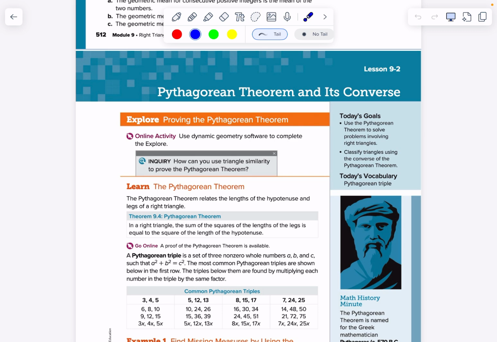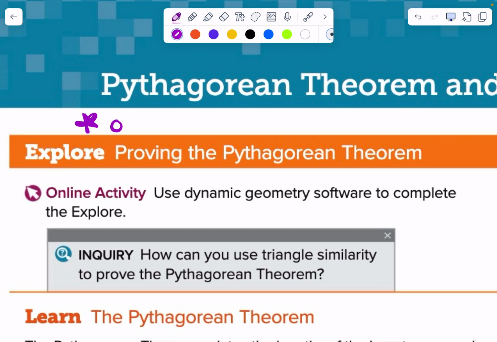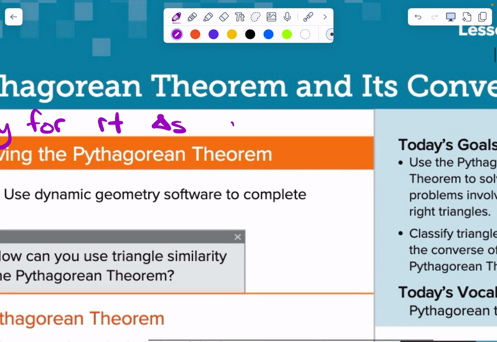Okay. All right, Pythagorean theorem. One thing that I want you to write down for the Pythagorean theorem: it only works for right triangles. Do you know what the Pythagorean theorem is? Right. Okay, now, A and B.